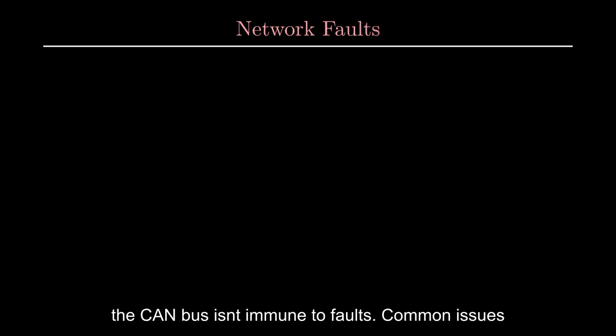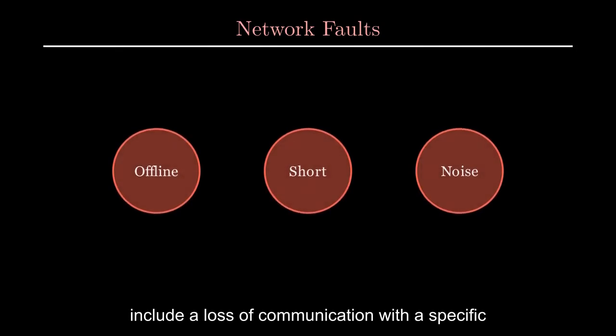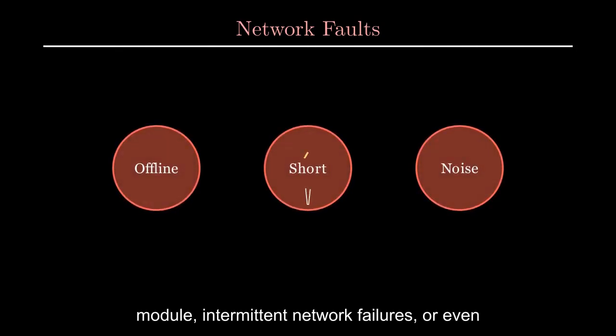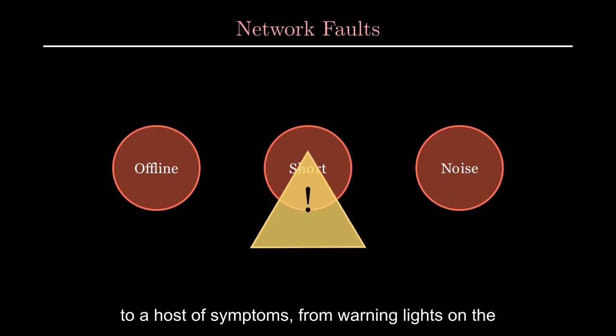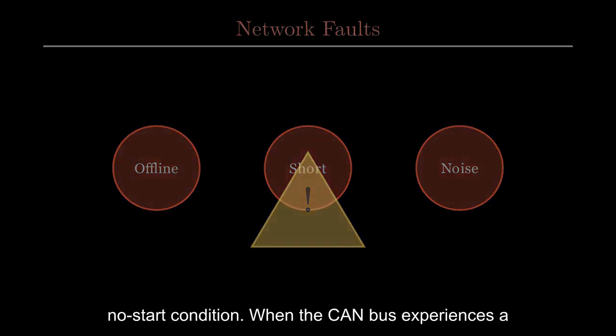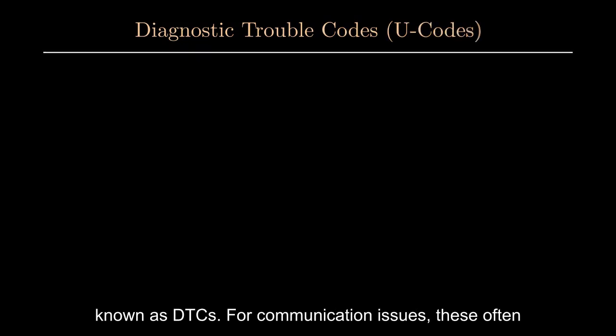Despite its robustness, the CAN bus isn't immune to faults. Common issues include a loss of communication with a specific module, intermittent network failures, or even complete network shutdown. These problems can lead to a host of symptoms, from warning lights on the dashboard to incorrect gauge readings, or even a no-start condition. When the CAN bus experiences a communication error, your vehicle's diagnostic system typically stores specific Diagnostic Trouble Codes, known as DTCs.